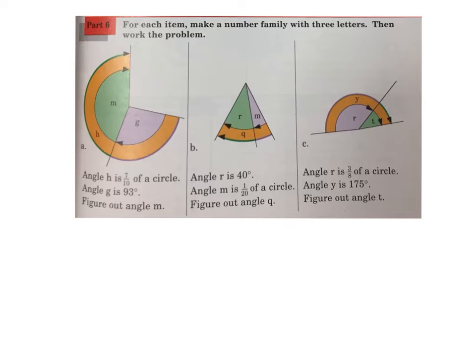So starting on part 6, let's read the directions first. It says for each item to make a number family with 3 letters and then work the problem. So you're going to start out making your number family, and we have to figure out first, because when we read the first sentence here, it says that angle H is 7/10 of a circle, which means that first I have to figure out a number for angle H before I can plug the numbers into the number family.